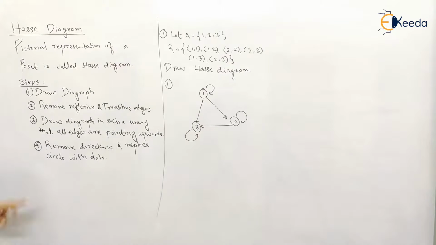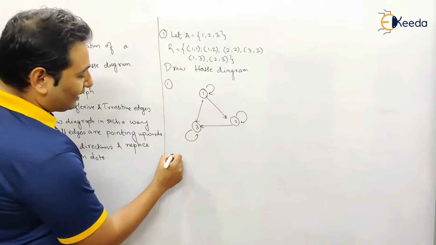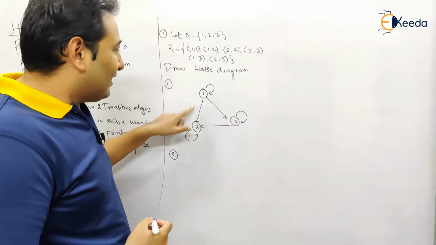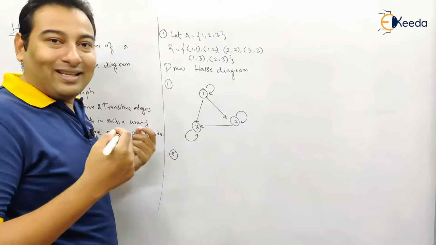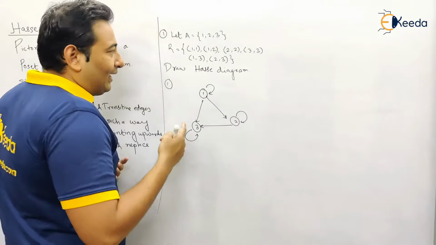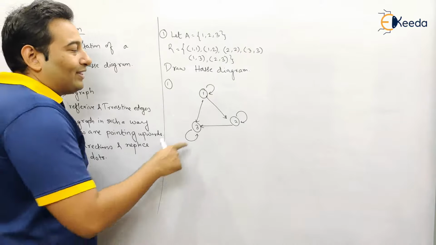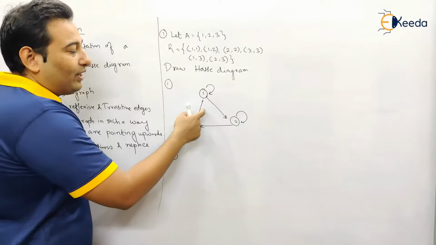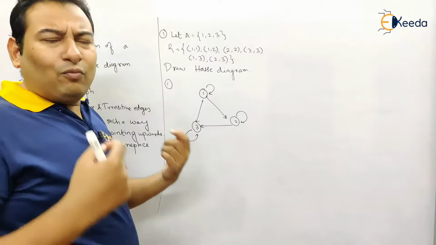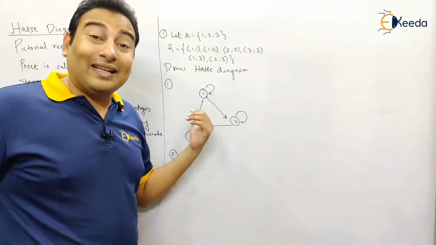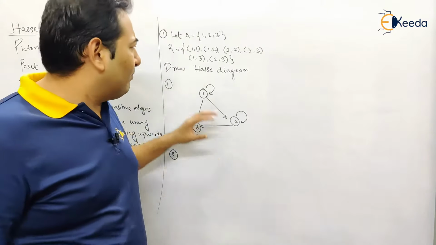What about step number 2? Remove reflexive and transitive edges. Reflexive edges, we know these circles are reflexive edges. That means 1 1, 2 2, 3 3. So we're going to remove those, and we need to remove the transitive edges. See here, 1 2, 2 3. So 1 3 is your transitive edge, so we need to remove this. Now for removing a transitive edge, you can remove it from the diagram, from the digraph to be very specific, or you can remove it from the relation.